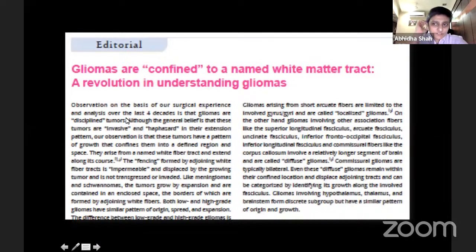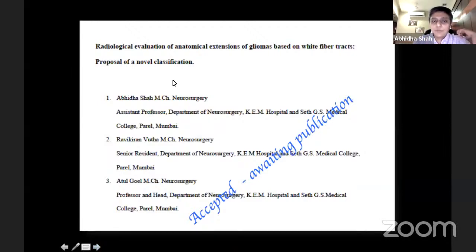Why are we studying all this? Now, recently we have come up with this concept that gliomas are basically confined to a named white matter tract. What does it mean? That a glioma arises from a white matter fiber and it displaces the adjacent normal fibers. With this understanding, you can change your concept of surgery of gliomas, which I will show you in the next slides. So this is a recent publication where we have proposed a novel classification of gliomas based on their origin from white fiber tracts. I will briefly show you.